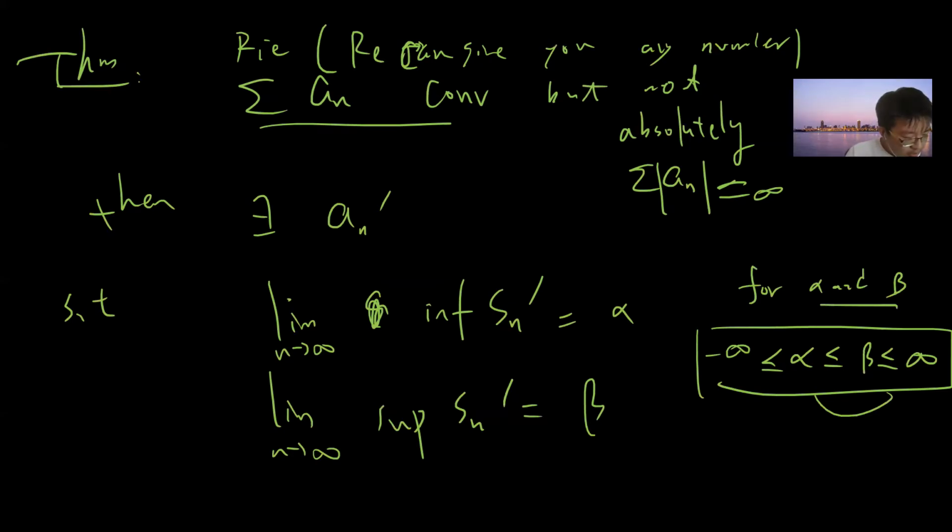Okay, so this is the final theorem we want to prove. We will also prove another one: that if the series converges absolutely, then the rearrangement will not give a different sum. Okay, so, proof.